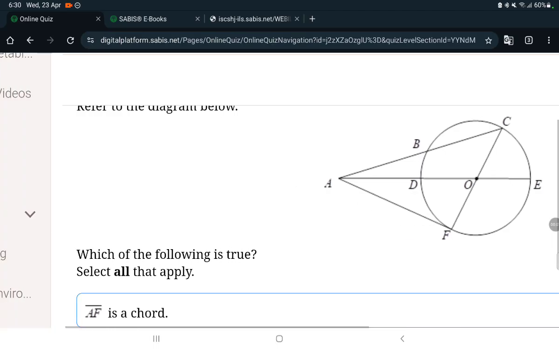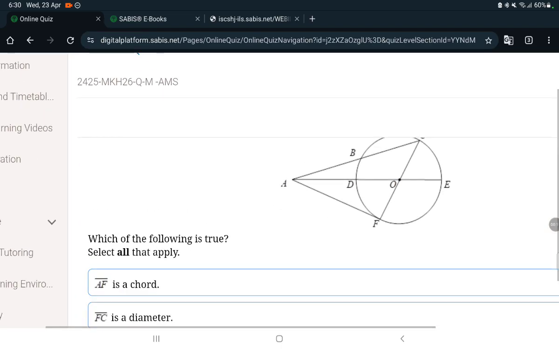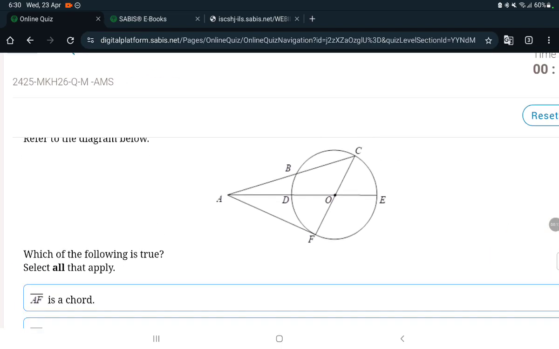Okay, so for this first question they're asking what is true. So AF is a chord is the first one. A chord is basically just a line segment that joins 2 points on the circle. So you have to be on the circle, so this is the circle.